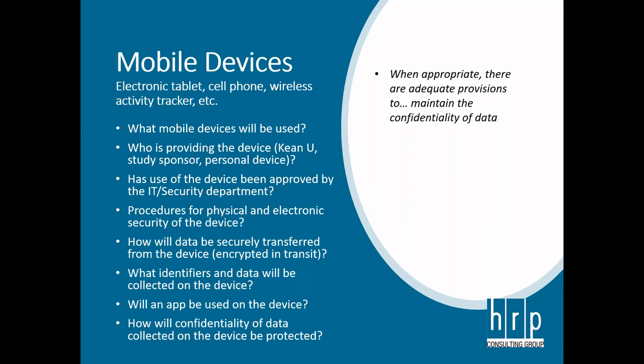The submission should address if the proposed devices have been approved and cleared by the IT security department, and any procedures for physical and electronic security of the device. It should outline how data will be securely transferred from the device. Will it be encrypted? Will an app be used to get the data off the device? If so, some of these apps require that subjects log in and create an account for the app. If that's the case, then that should be described in the submission as well, along with what identifiers or data will be collected on the device and how confidentiality of that data will be protected.